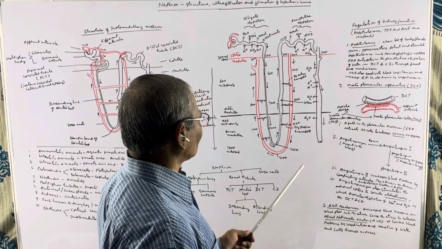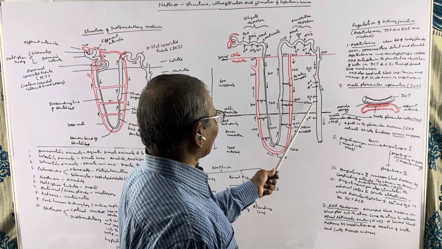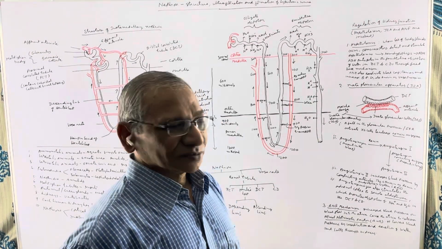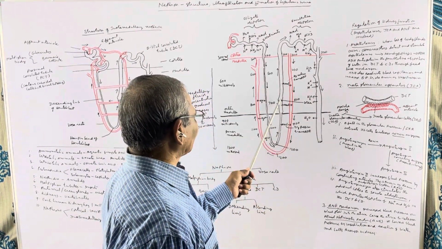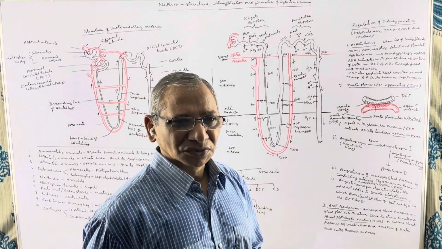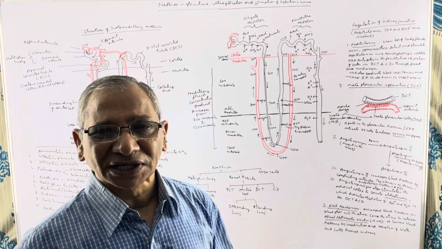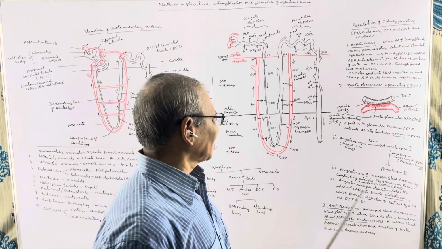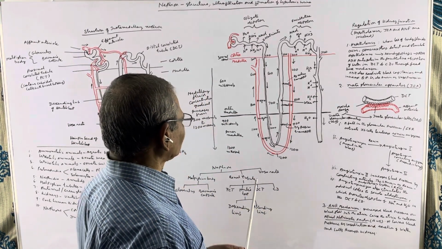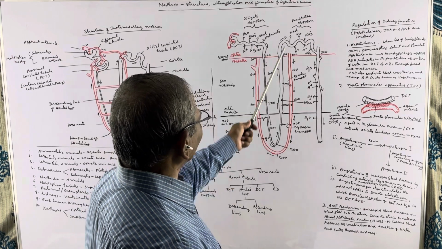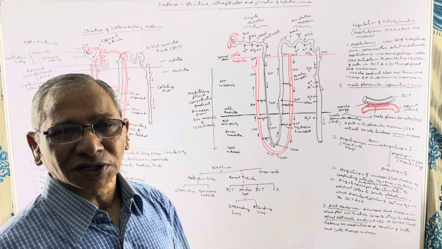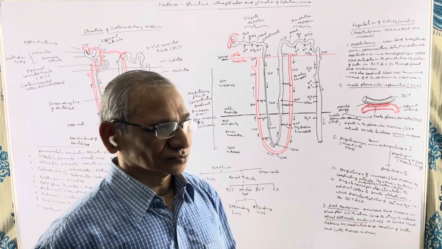Here one more point you have to remember. From the collecting duct, some urea also escapes into the medullary fluid. This urea enters the ascending limb of Henle's loop. This absorption of urea is to maintain the osmolarity of the medullary fluid. Let us not bother much about that. So in this way, various parts of the nephron participate in absorption and tubular secretion.